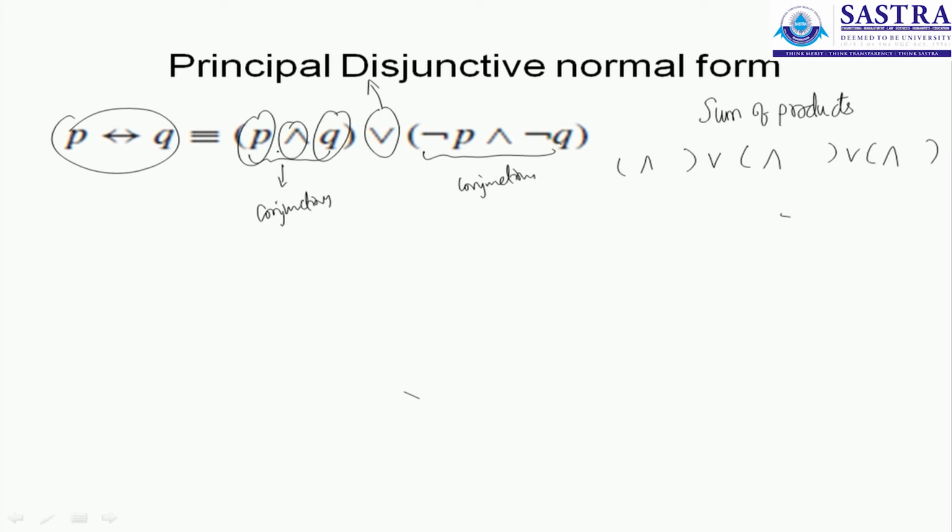Similarly, the second term involved is negated P and negated Q. So both P and Q are in their negated versions, and I am doing a conjunction between the two, which means I am combining them using the connective of a conjunction, and both these are together in disjunction with each other, and therefore it is a sum of products form. This is a sum of products form of the given compound statement.